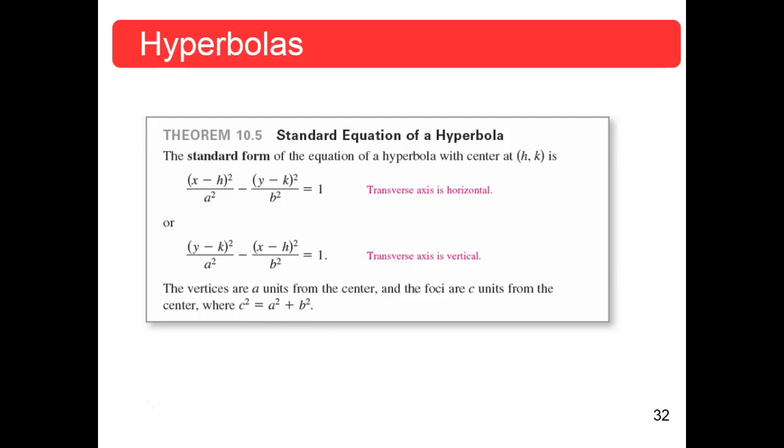With a circle, plus sign, A and B are the same. For an ellipse, plus sign, A and B are different. For a hyperbola, minus sign and A and B could be the same or different. It doesn't matter. Okay?